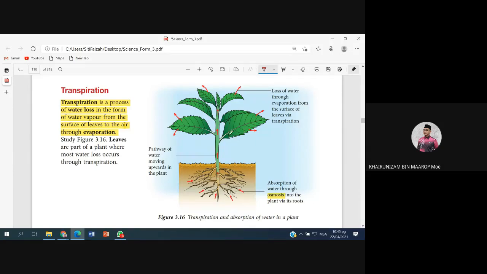And then the water will be lost through evaporation from the surface of leaves. This process is transpiration. Okay, transpiration: the water loss in the form of water vapor through stomata, because the surface of the leaf has stomata, like this.